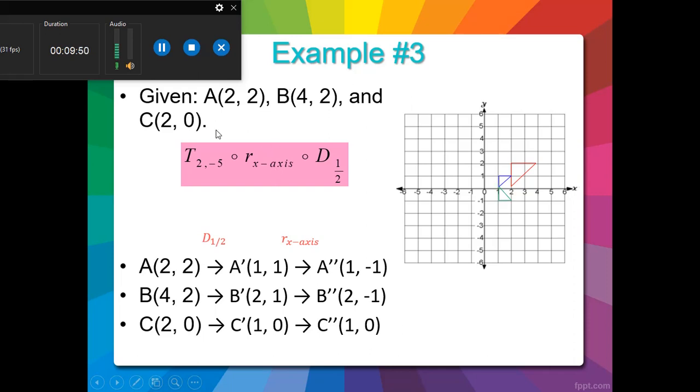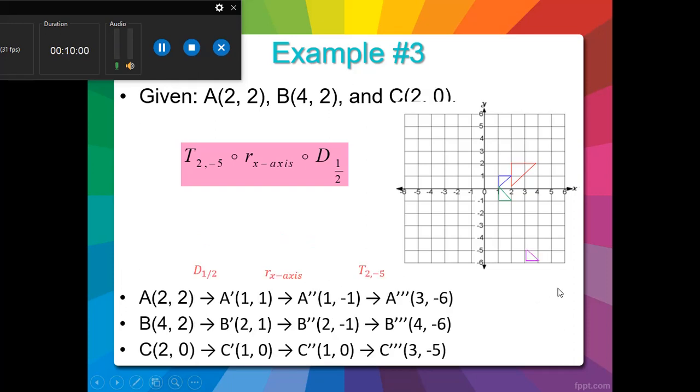And for the final transformation, I'm going to translate 2 units right and 5 units down. And all the points are going to come up at once. And the purple triangle is my final image. Could I have gotten from the red to the purple in one transformation? Maybe, maybe not. It might take a bit of investigating to find one.